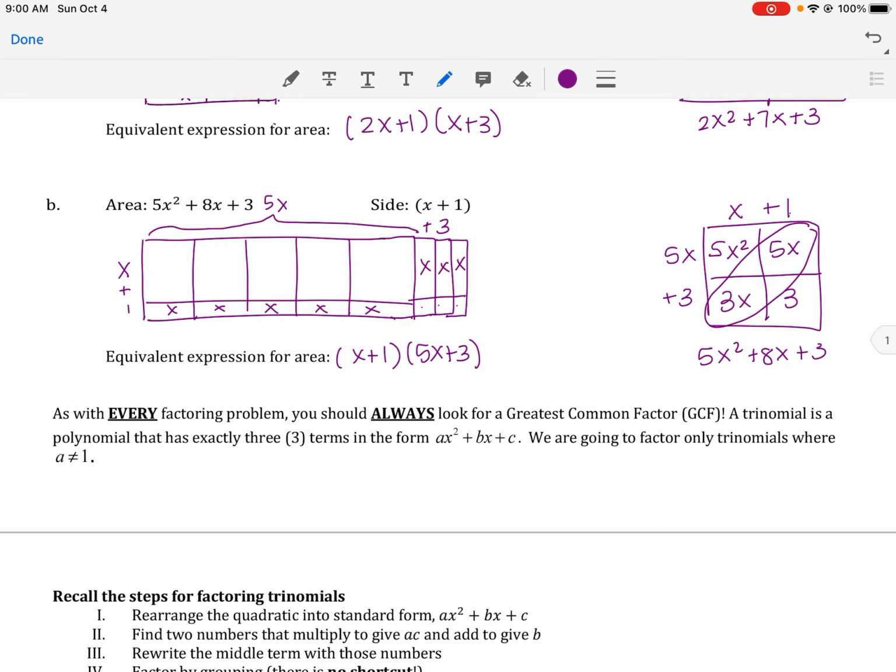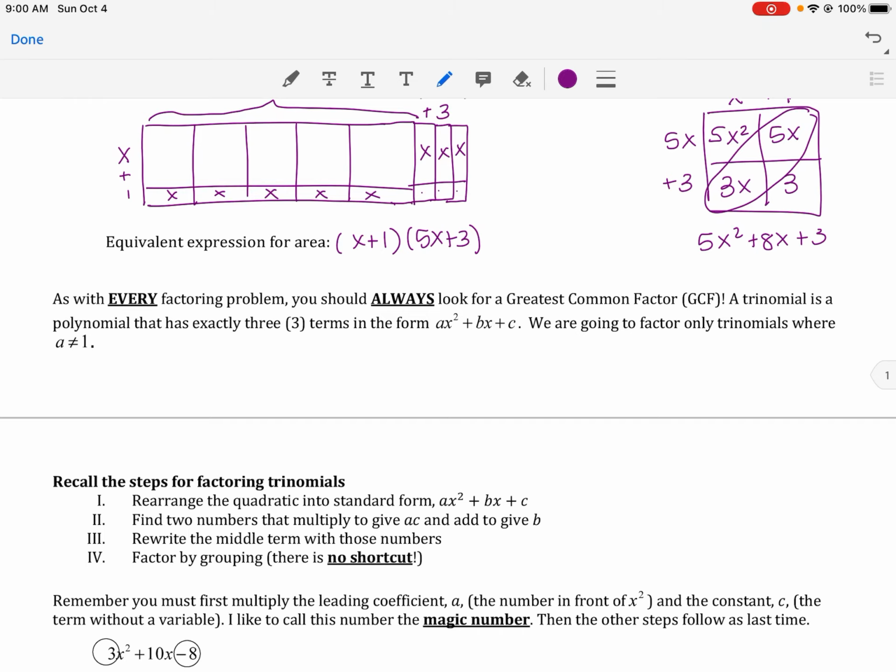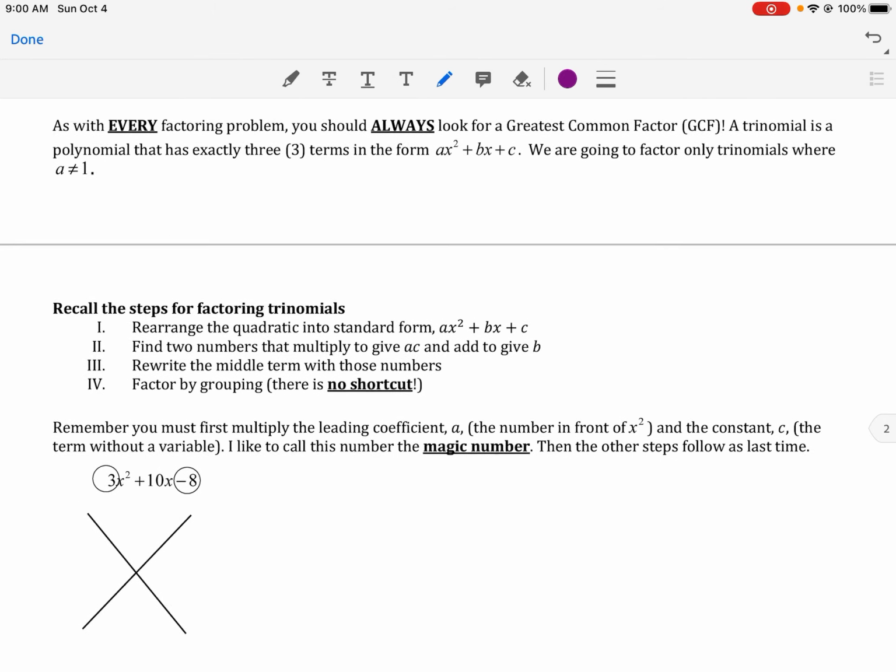Okay. So in these problems, remember you should always look for a greatest common factor, right, a GCF, before beginning to factor your trinomial. These ones are going to have 3 terms. Remember, sometimes there's that middle term missing. I'll put a 0 in for it. And there's going to be a number out front.